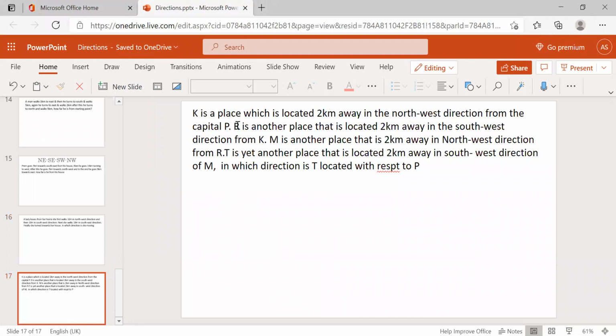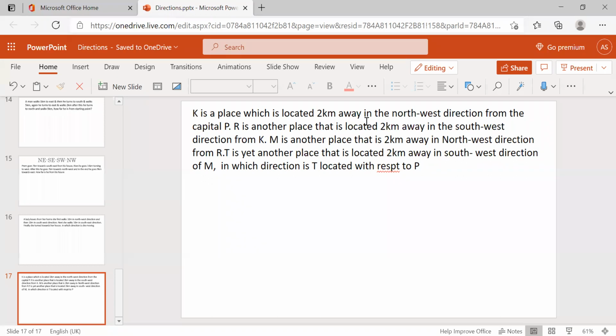K is a place which is located 2 kilometers away in the northwest direction from the capital, P. R is another place that is located 2 kilometers away in the northwest direction from K. M is another place that is 2 kilometers away in the northwest direction from R. T is another place that is located 2 kilometers away in the southwest direction from M.